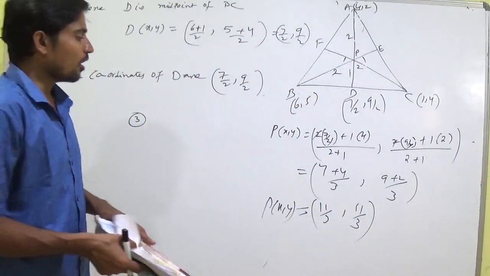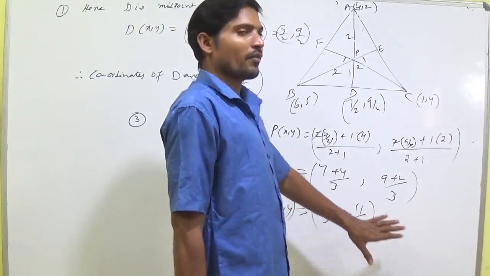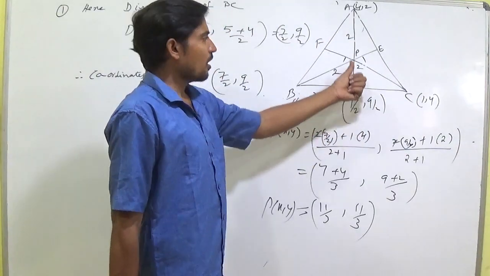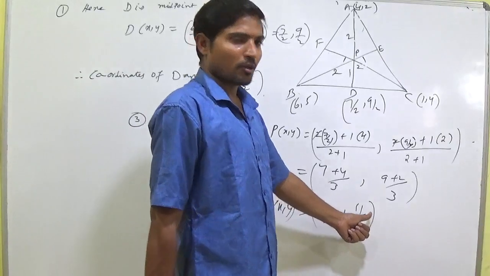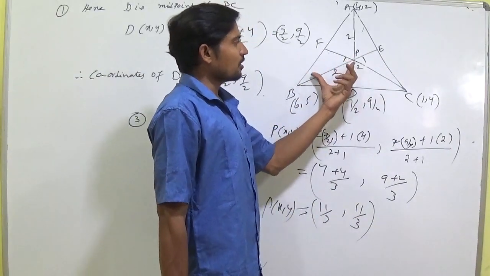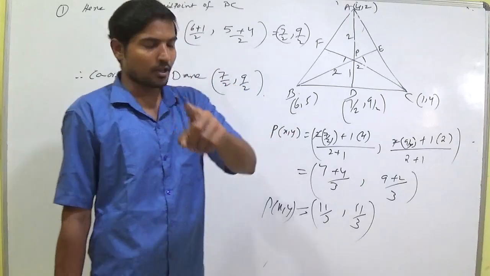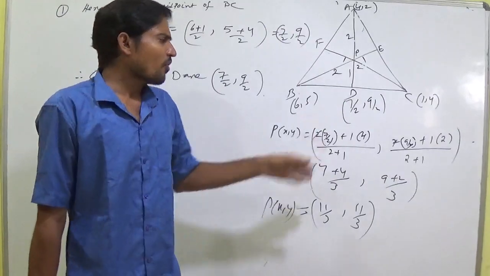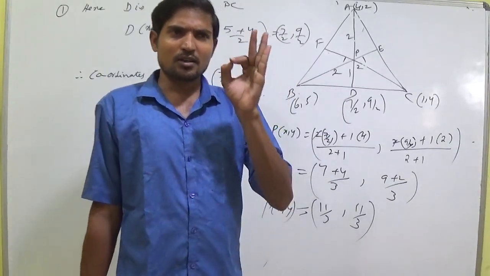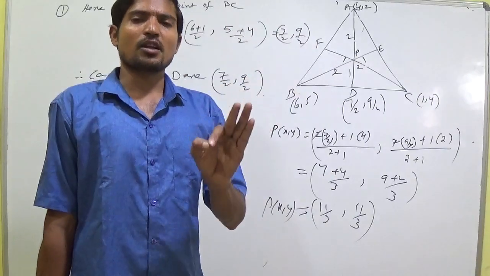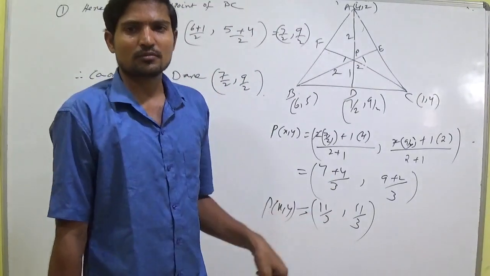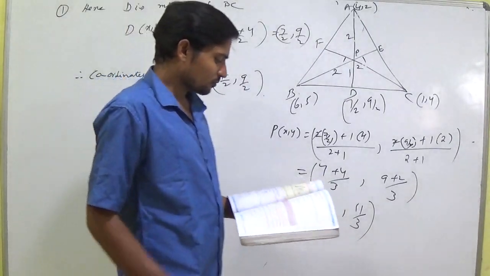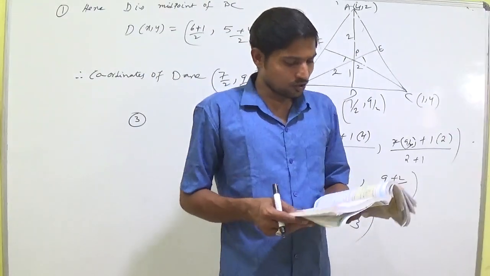Yes, in all three cases you should get only 11 by 3. If I used the AD median, I got P coordinates (11 by 3, 11 by 3). If you use BE, then also you should get (11 by 3, 11 by 3). If you use CF, then also you should get P coordinates (11 by 3, 11 by 3). Finally, it says that the point which divides in the ratio 2 to 1 is the centroid of a triangle. Right? Do that one as homework.